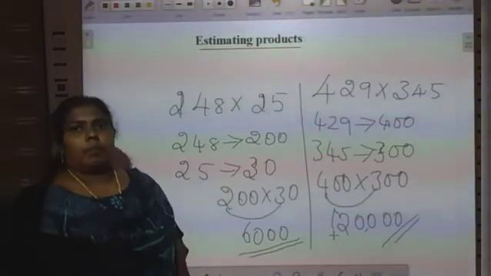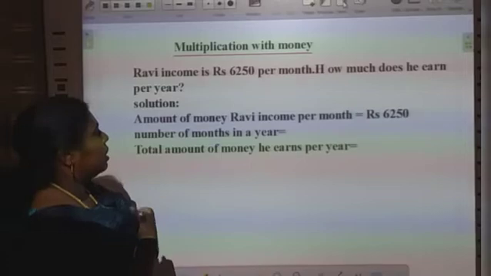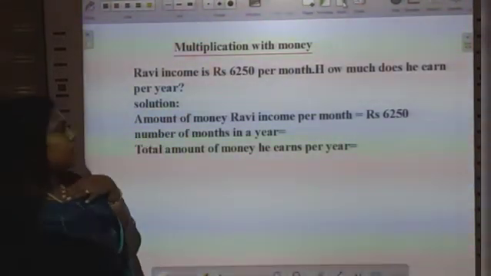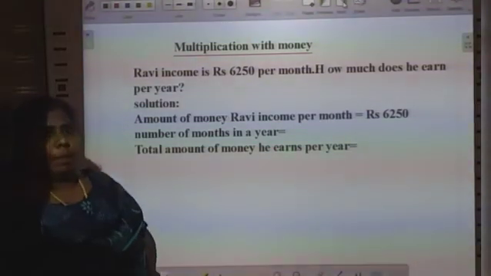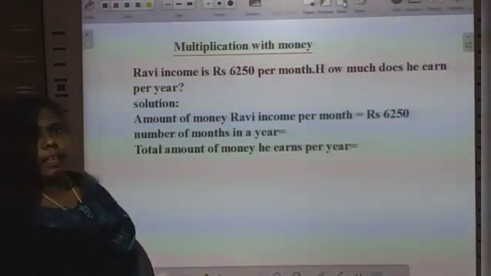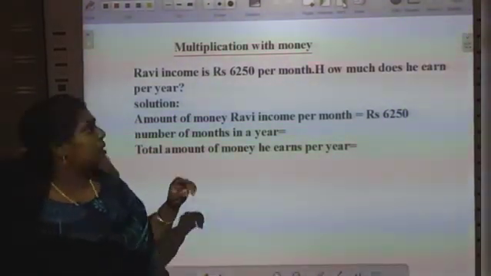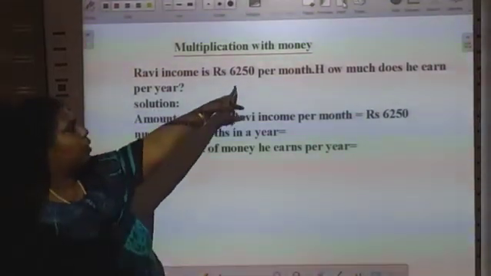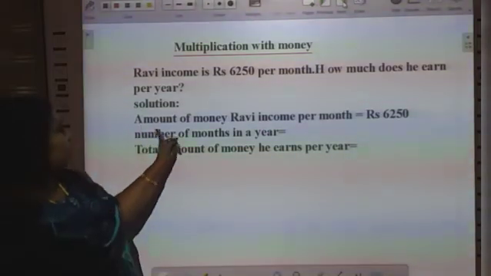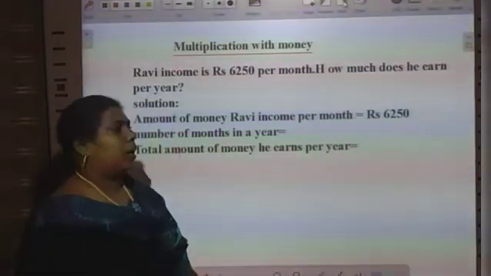Yes. Next, multiplication with money. Okay, the last one, multiplication with money. So see the first question. Ravi income is rupees 6,250 per month. How much does he earn per year? 1 year, how much he earned? Right? The question is per year, how much he earned. That means 1 month, how much amount? 6,250 rupees, right? So the solution, the amount of money Ravi income per month is rupees 6,250.